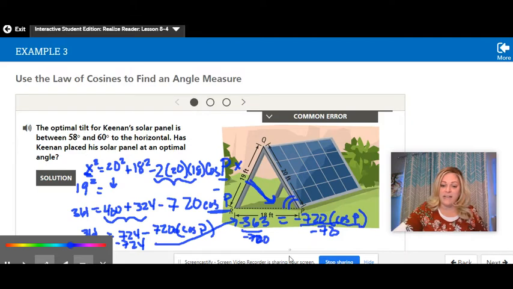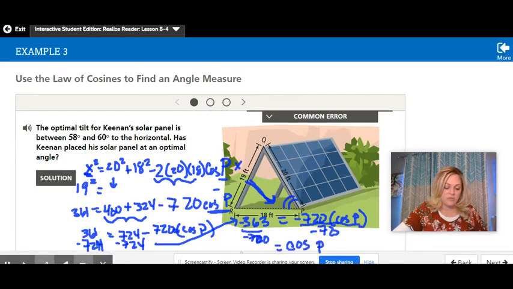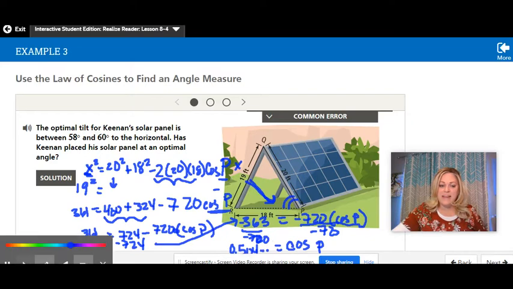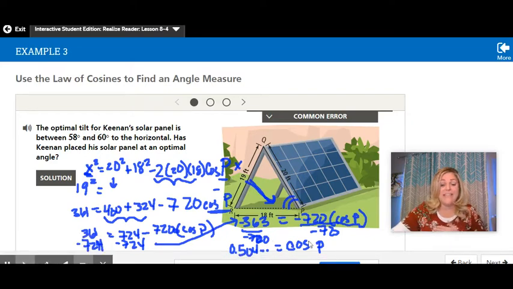When I divide, I get that the cosine of P equals 0.504, yada, yada, yada. Okay. That number, remember, is not necessarily the final number. In fact, it is not the angle. I didn't find the angle. I found the ratio of cosine P.